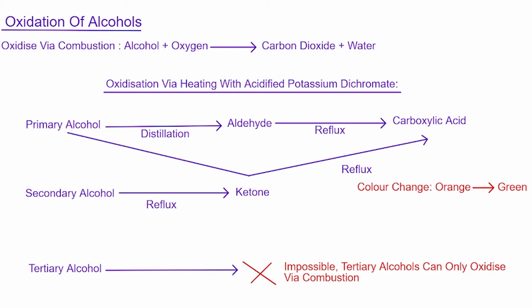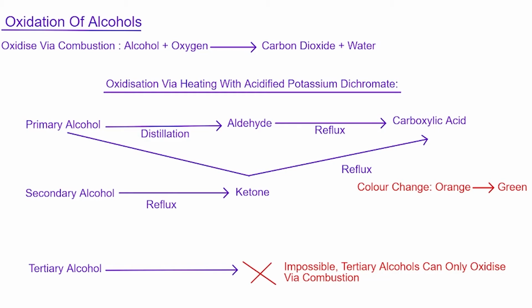When using acidified dichromate, primary alcohols will be oxidized to aldehydes, and then further oxidized to carboxylic acids. Secondary alcohols will be oxidized to ketones, and ketones alone, whereas tertiary alcohols simply will not be oxidized by this. If you want to get aldehydes only, you can distill the primary alcohol, and if you want only carboxylic acids, you can heat it under reflux. If you want to oxidize a tertiary alcohol, you have to do it via combustion. I'll explain what distillation and reflux are later in the video, and the diagram on the screen should help you better visualize this.